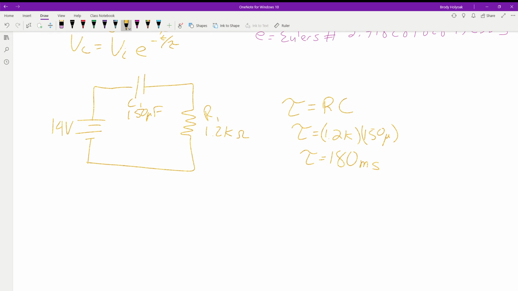We refer to this as tau. The other name that's commonly thrown around is the RC time constant.